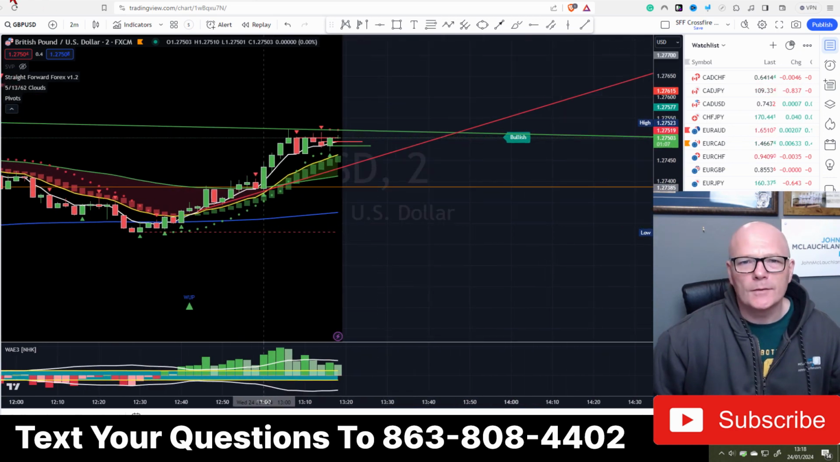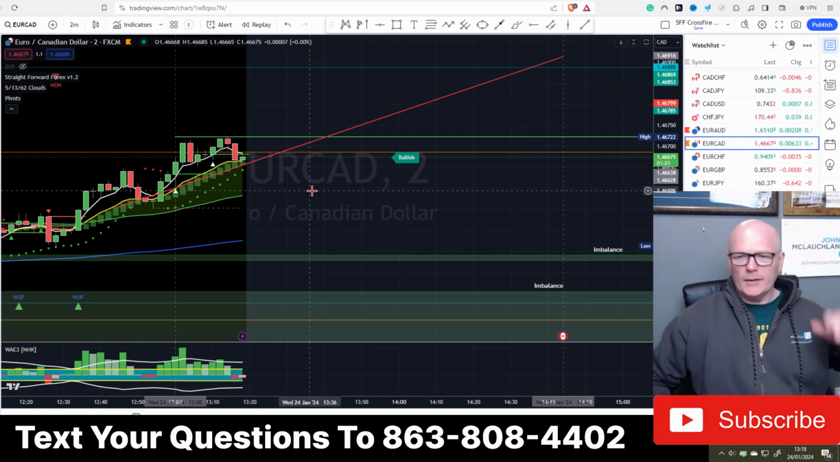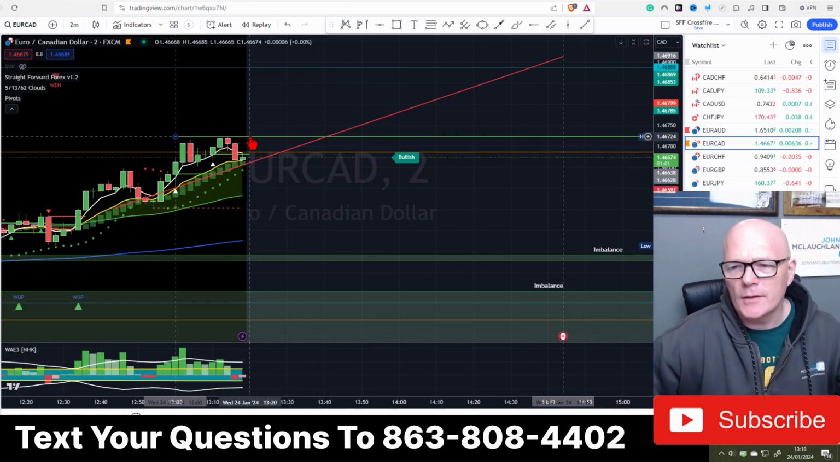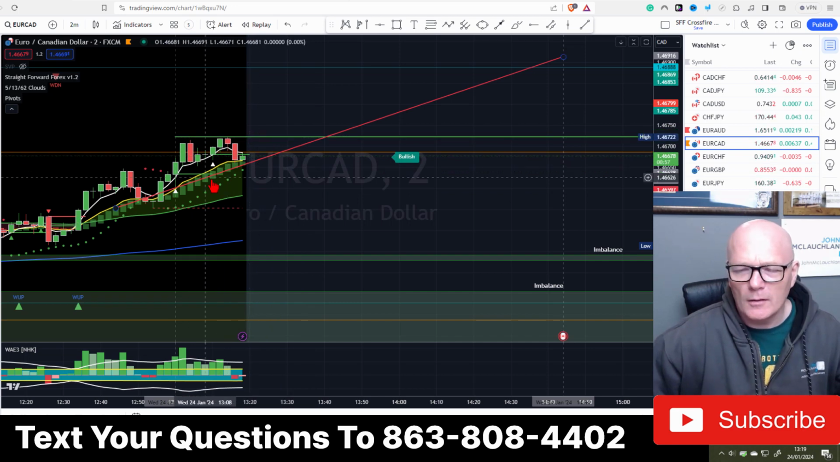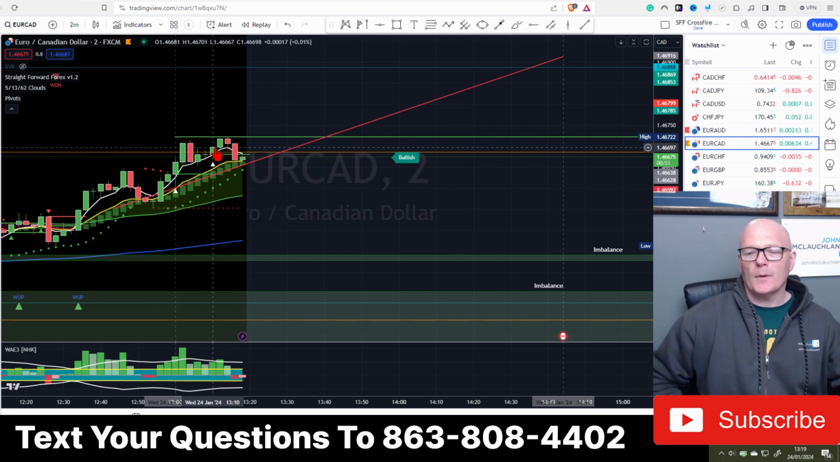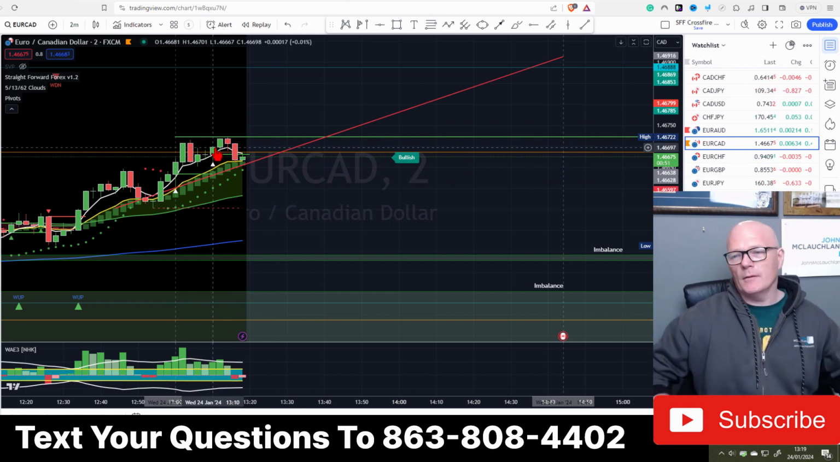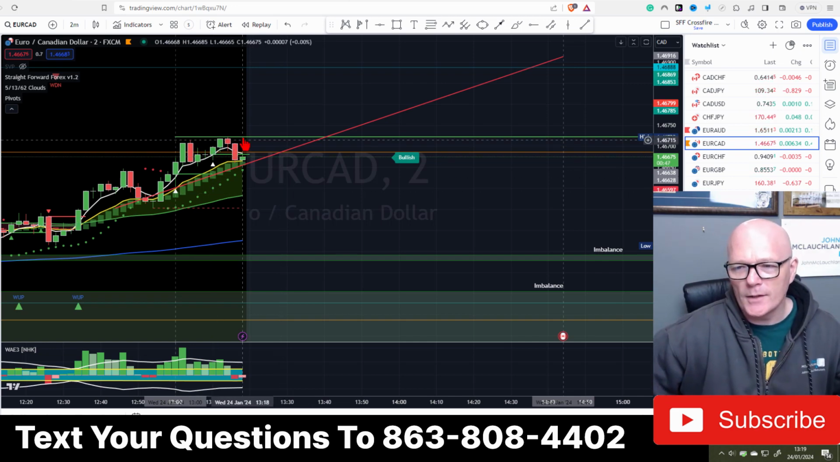There we go, nice. Right, Euro CAD, what's it doing? Okay, so as you can see, the price right now is in between the two trend lines, the green trend line and the red trend line. This is what is often and affectionately known as no man's land, which means we just wait, we don't go anywhere, and we're just going to wait and see what price does. And what we want is price to break above the green or below the red.